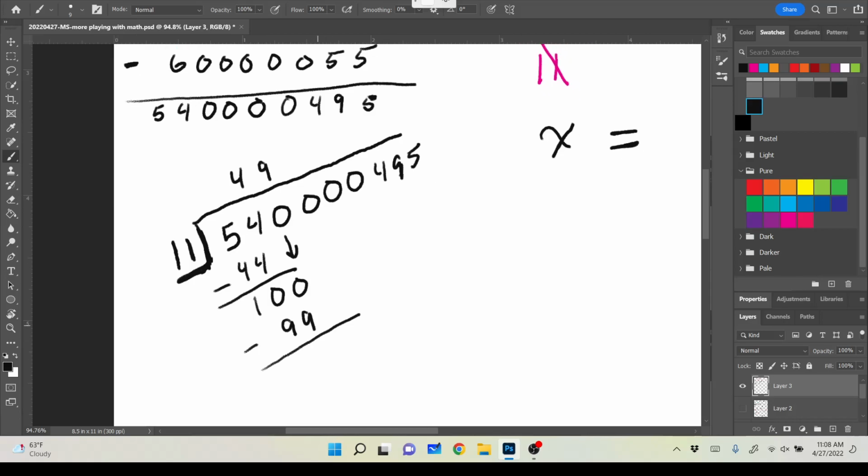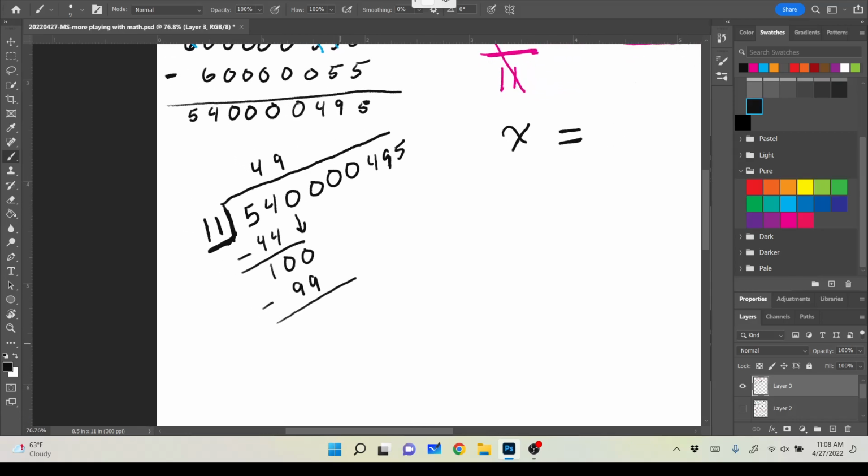99. What's 100 minus 99? 1. I'm putting my arrow so I don't forget. Does 11 go into 10? Say yes or no. It doesn't. So we put a 0 and we bring down the next one.